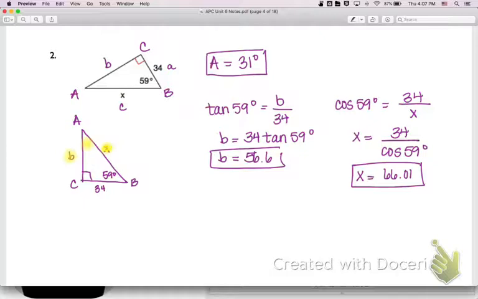Now, for the cosine one, what I want you to notice, maybe you noticed this on the previous one, what always ends up happening on these when you solve for X, the ones where X is in the denominator, these two end up switching spots. So that's why it becomes 34 over cosine of 59. You can remember that if you want to save yourself a step. Okay.